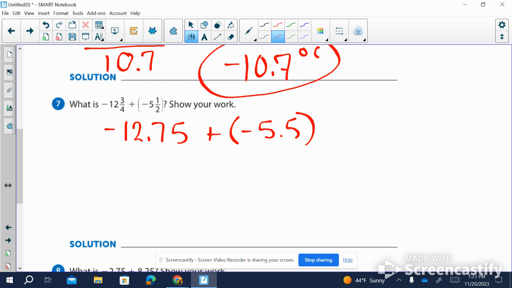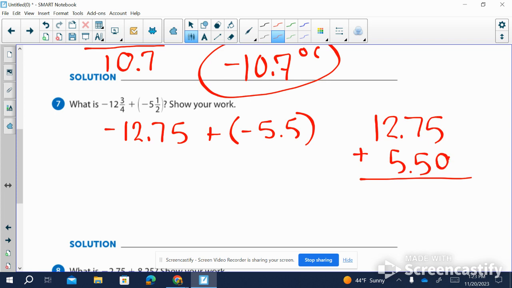Same signs, we're going to add them up and keep the sign. So 12.75 plus 5.5. Notice how I lined up the decimals. And you can add a 0 to the end of that as well. All right, so 5 plus 0 is 5. 7 plus 5 is 12. Carry the 1. Don't forget that decimal. 2 plus 5 is 7, plus 1 more is 8. And then 1 plus nothing is 1. So we get 18.25. We're not done though.